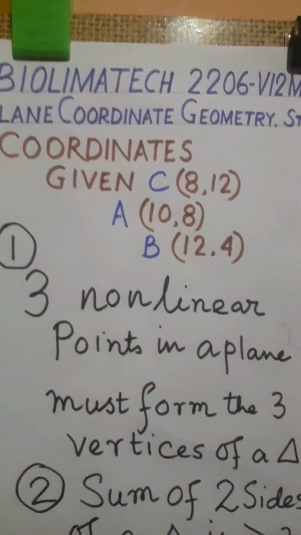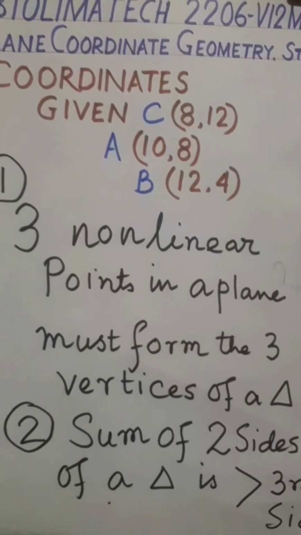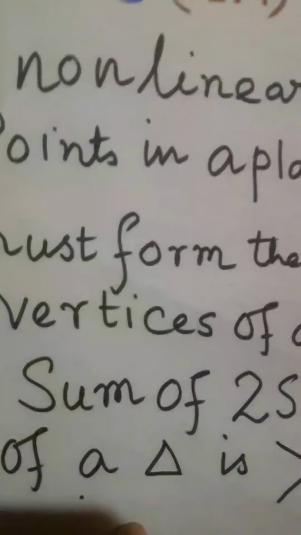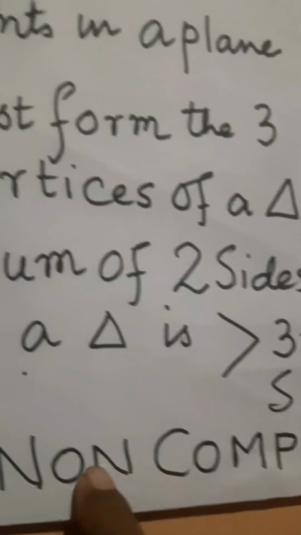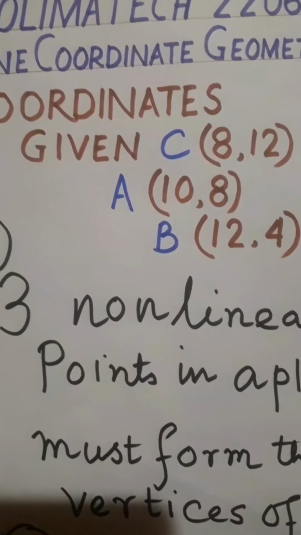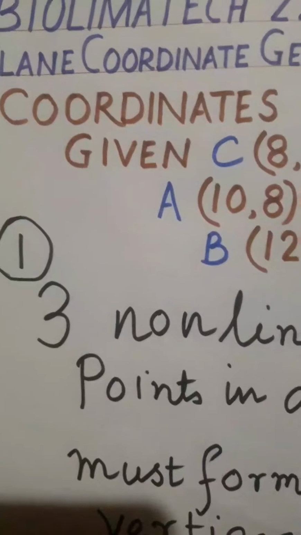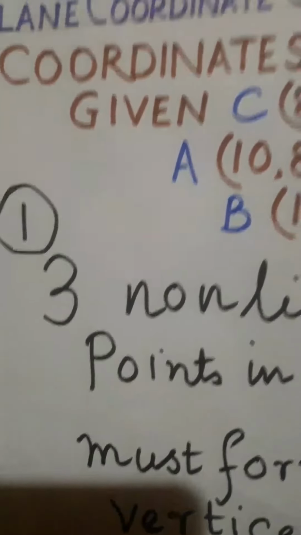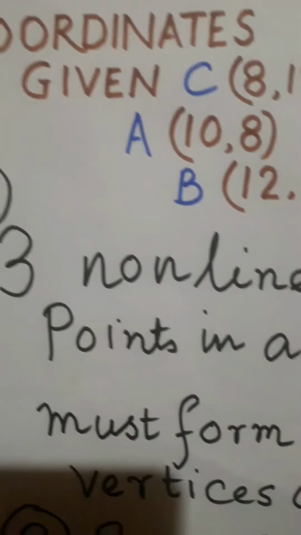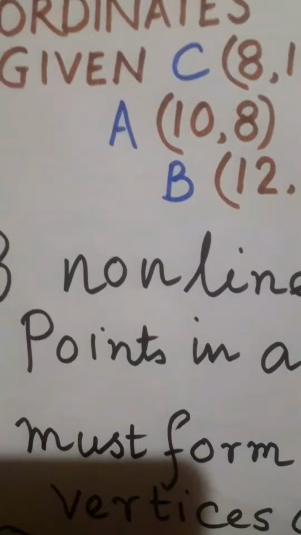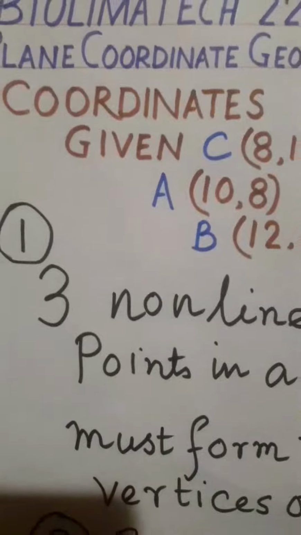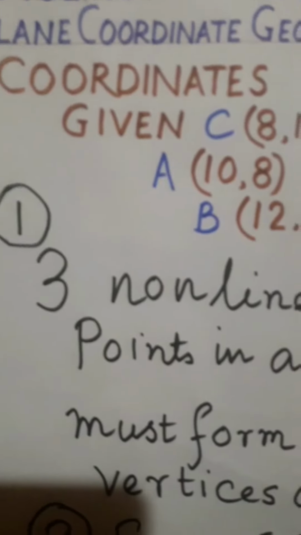Well, in this particular case, we shall adopt a methodology of proof which is called proof by non-compliance. What is that? First of all, we shall assume that the 3 points are non-collinear, and then we shall prove that this assumption is wrong. So they must be collinear. So there are 2 points which we shall take for granted.